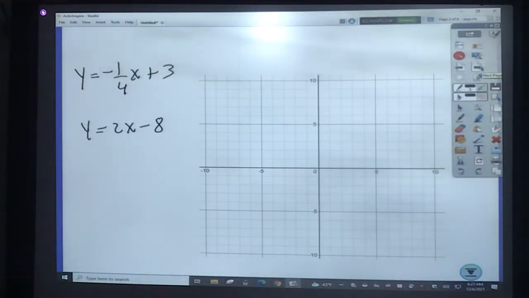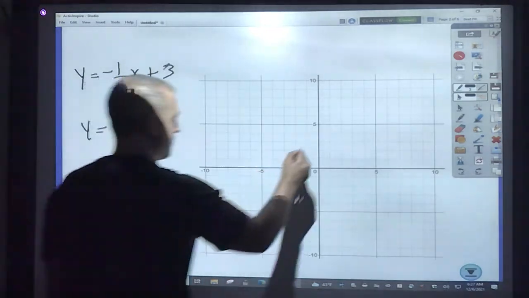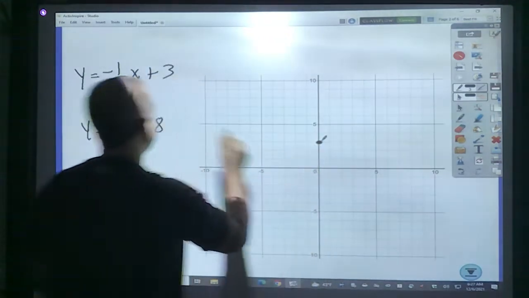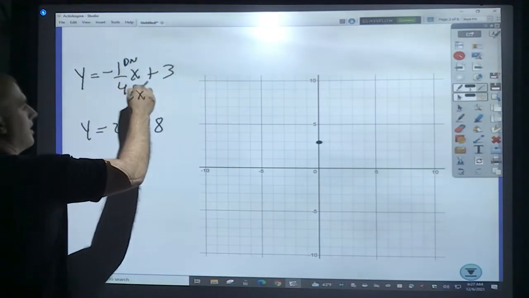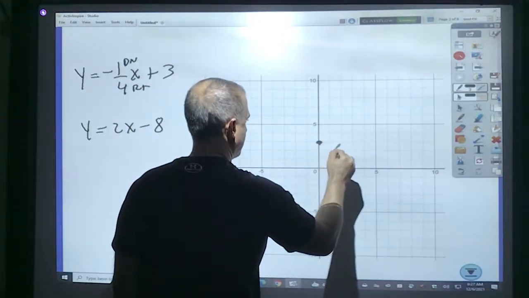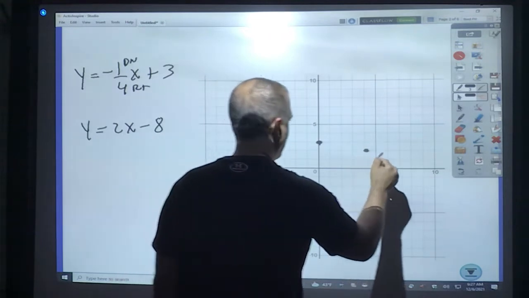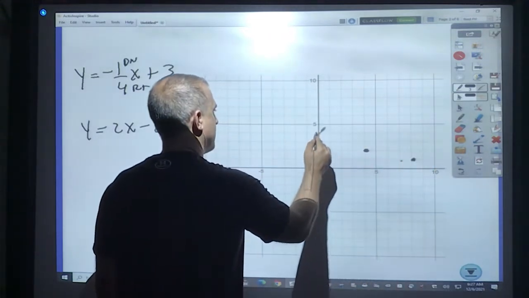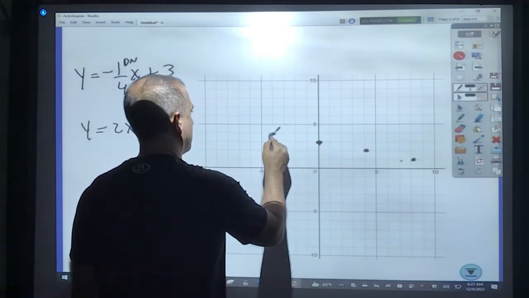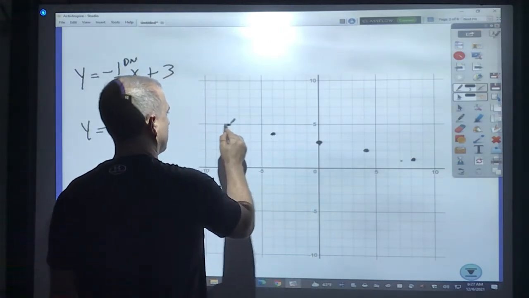We sort of talked about this already. So this one I would start at 3. Because I have -1/4, that means 1 down, 4 right. So 1 down, 1, 2, 3, 4 right, and again. Then I go the other way: 1 up, 1, 2, 3, and 4.